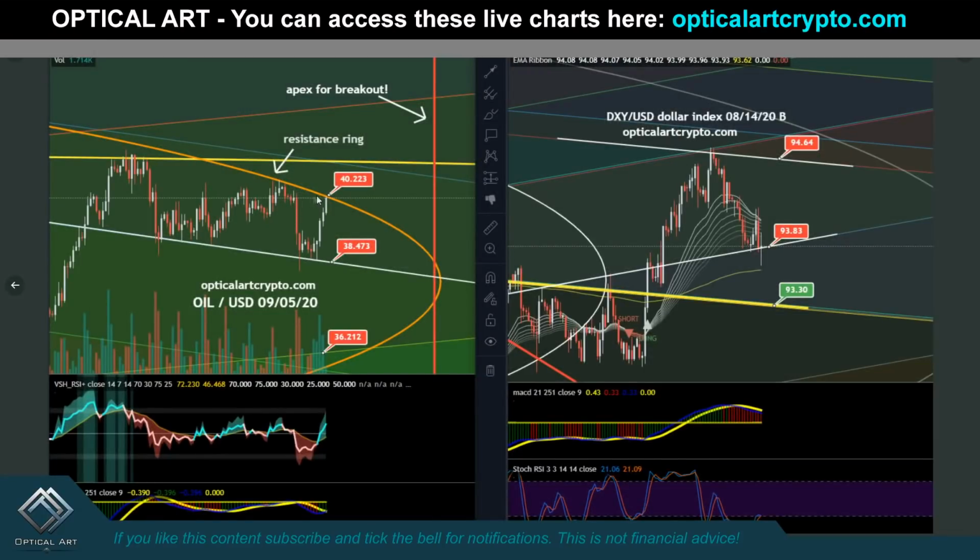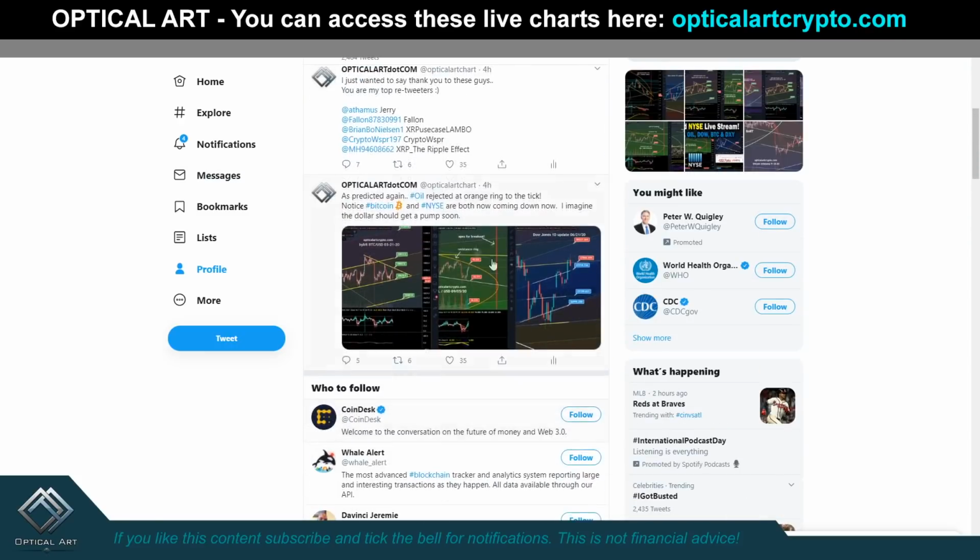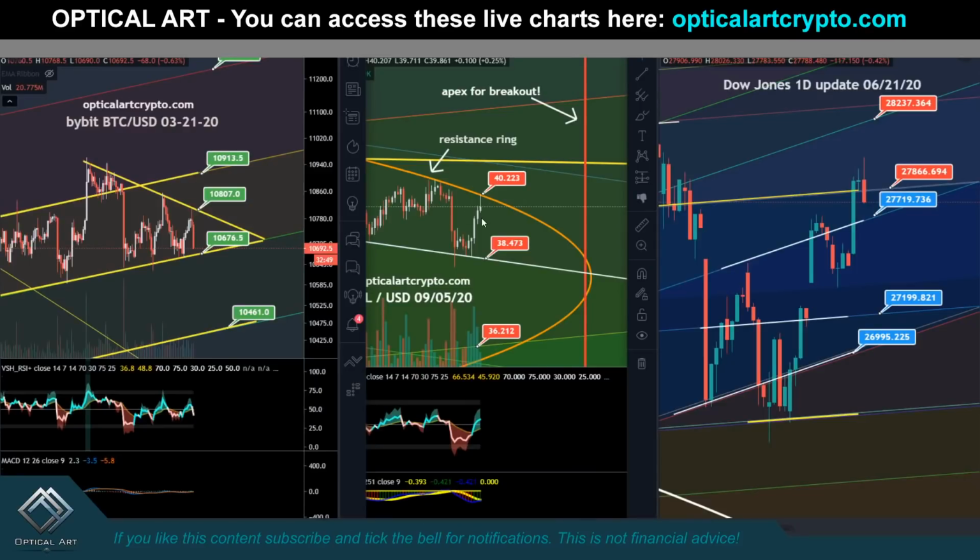I think it's this one. So I was telling people, just like right here, rejected, rejected, rejected. We were at $40.22. It seemed like it would be coming down from this point. You see that's exactly what happened. As soon as we hit it, we came down.